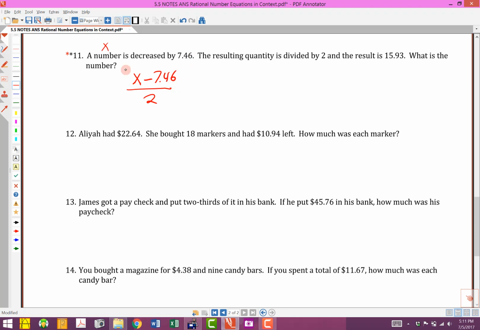And then it says the result is, or it equals 15.93. Okay, so there's our equation. We'd get some credit for doing that. And then we're going to multiply both sides by 2.